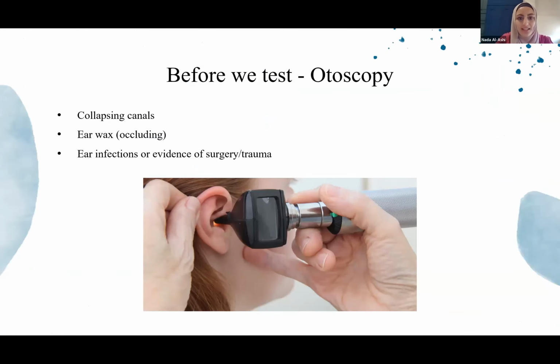Before we test anyone's hearing, we do otoscopy. That is just using a light like the one you can see in the picture there, to check on the ear canal. So we're checking if there are any collapsing canals, or any earwax occluding or blocking the canal, because that can affect our hearing too. When we're looking into the ear, we're also looking for any signs of ear infections or any evidence that the person's had any surgery or trauma. Sometimes we can tell this by a scar, for example, on the tympanic membrane.